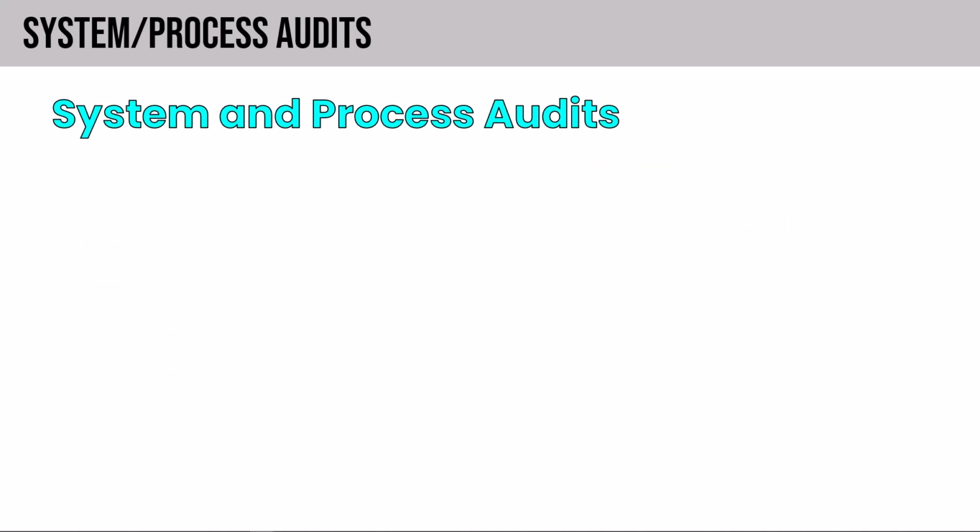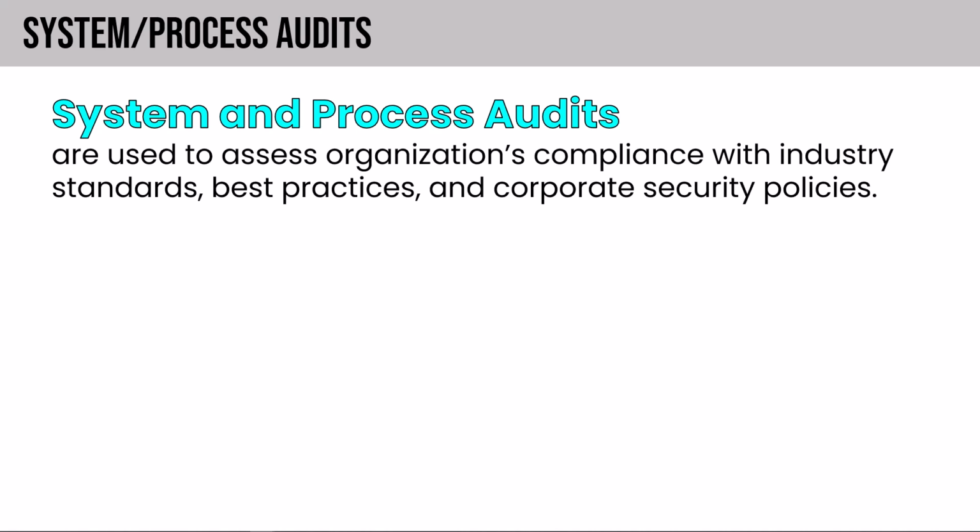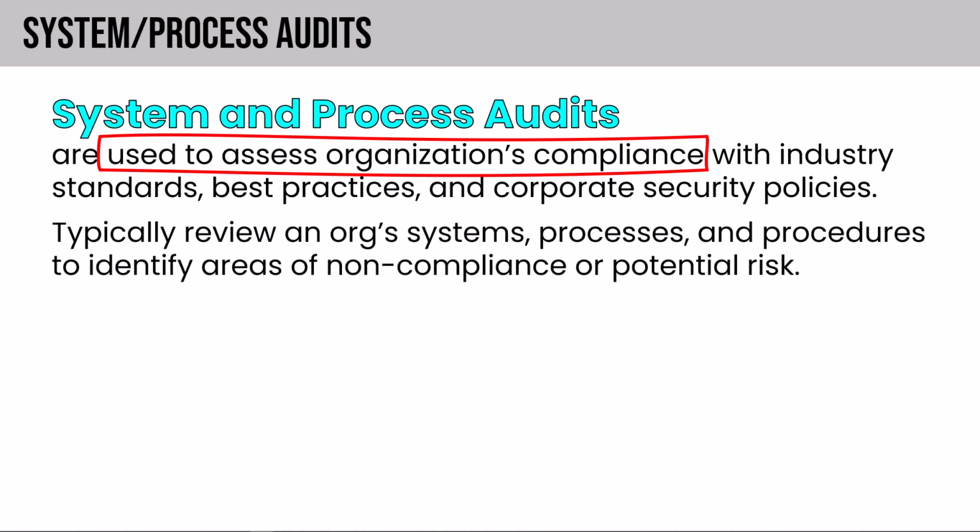Organizations may also rely on system and process audits, internal or external, which are used to assess the organization's compliance with industry standards, best practices, and corporate security policies. They typically review an organization's systems, processes, and procedures to identify areas of non-compliance or potential risk.